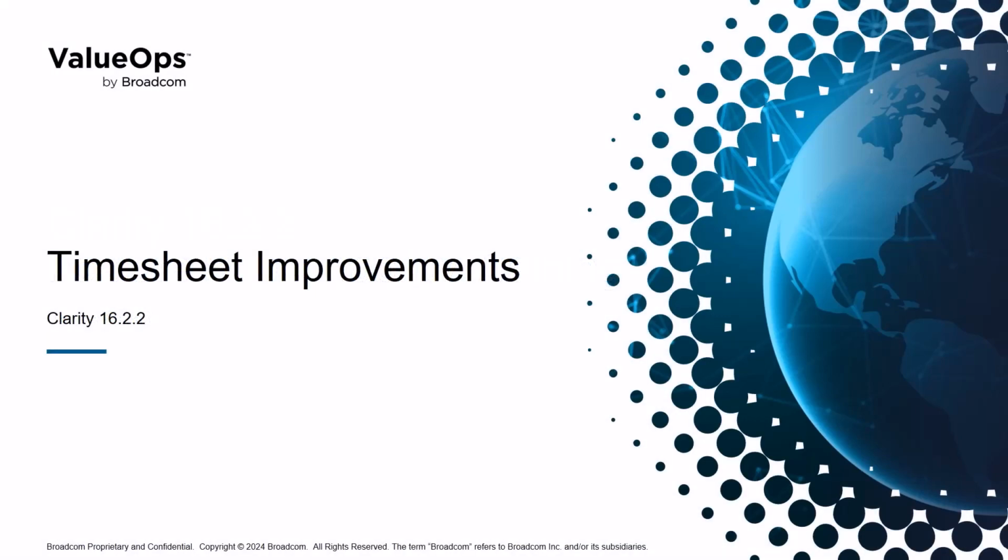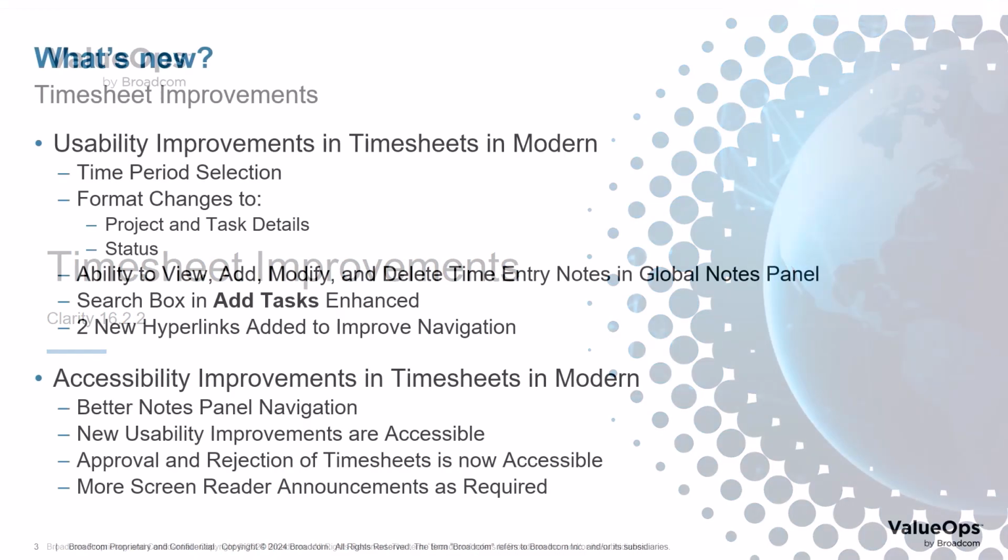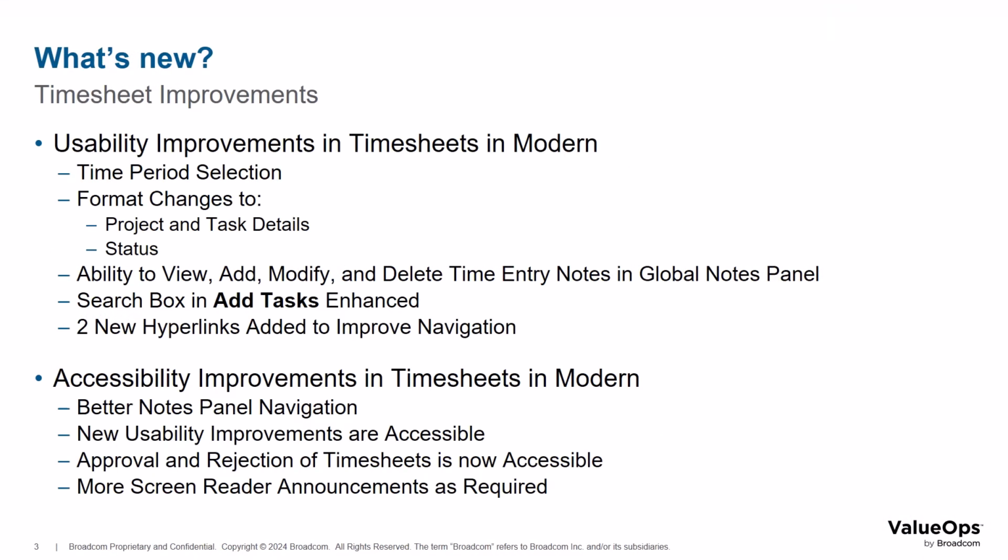And we'll be taking a look at the topic of timesheet improvements. Based on a lot of input from customers, we've made some improvements to the usability in the timesheet area. We've modified how you would select time periods whenever you're populating timesheets and reviewing them. We've changed the formatting of the project and task details and the status of the timesheet and the time periods.